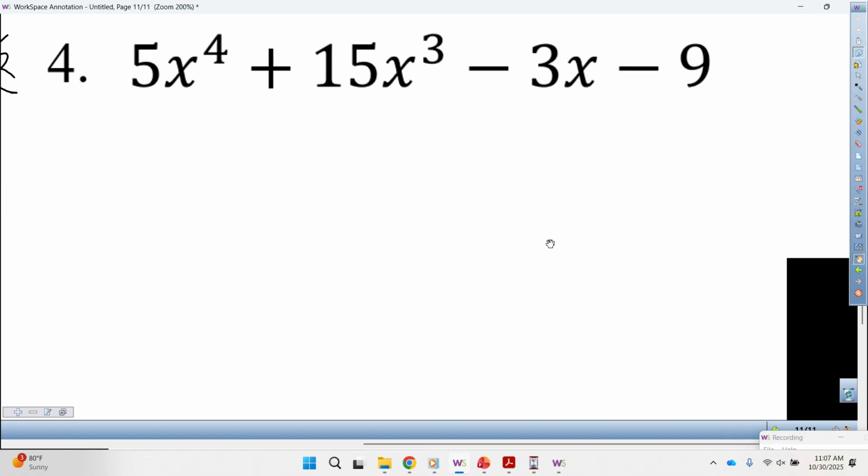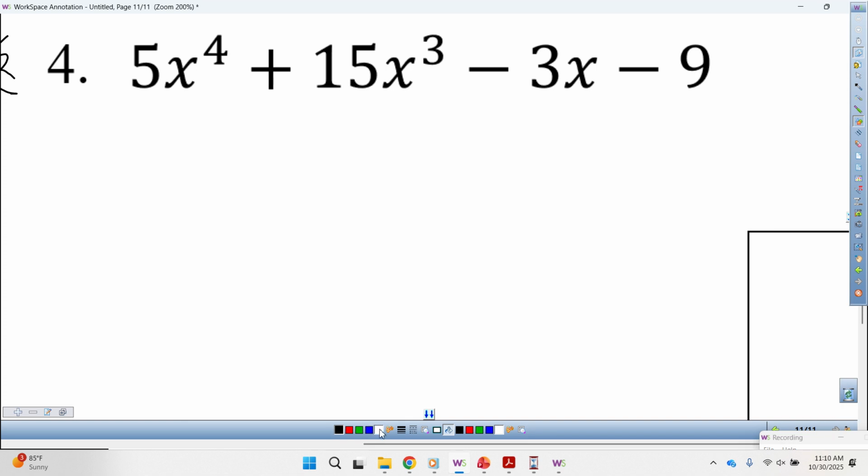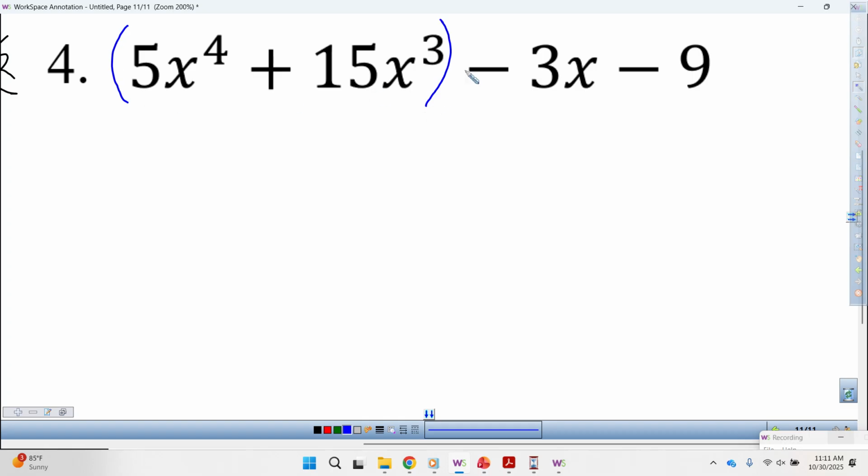Tell your neighbor what to do with number 4. Show them your work, and then Miguel's going to pass them one. Eileen, what do I do when we have a polynomial with 4 terms? What do I ask you guys to do? Okay, and then you put a little plus sign in between. There it is. All right, next.